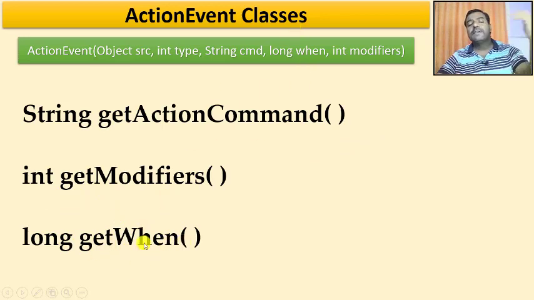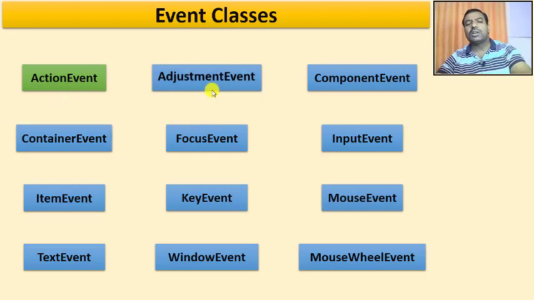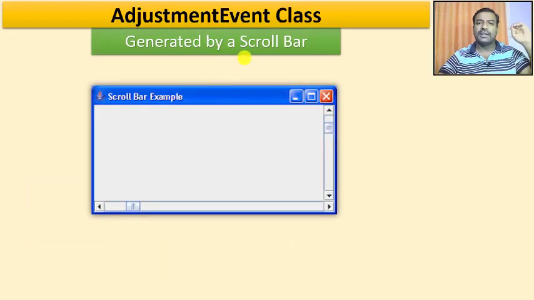These are the 3 methods which I can make use of to work with the action event. This is all about the action event class. Now we will see what the adjustment event is. When I talk about adjustment event, it's about the scroll bar. I'm just going to make use of the scroll bar to adjust the view. That is what we say adjustment event.